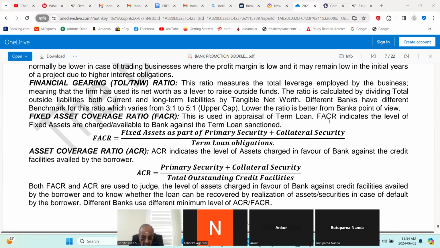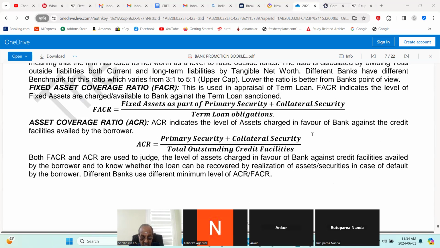Asset coverage ratio. Asset coverage ratio indicates the level of assets charged in favor of the bank against the credit facilities availed by the borrower. Its formula is primary security plus collateral security divided by total outstanding credit facilities. Both FACR and ACR are used to judge the level of assets charged in favor of the bank against credit facilities availed by the borrower and to know whether the loan can be recovered by realization of assets or securities in case of default by the borrower. Different banks use different minimum levels of ACR or FACR.